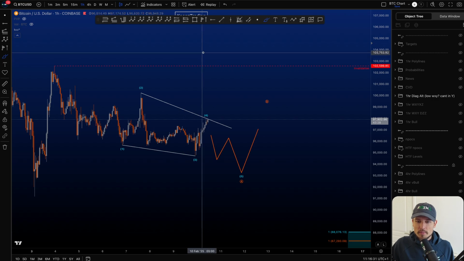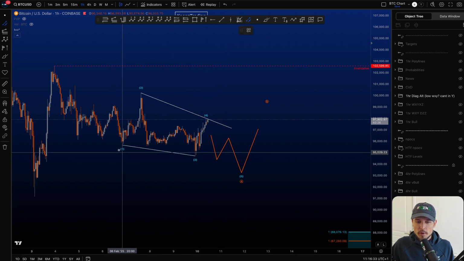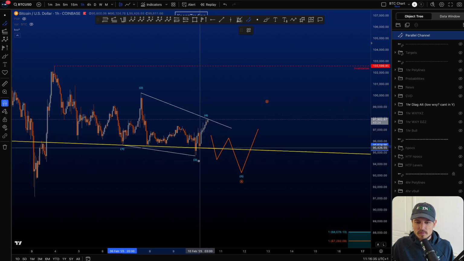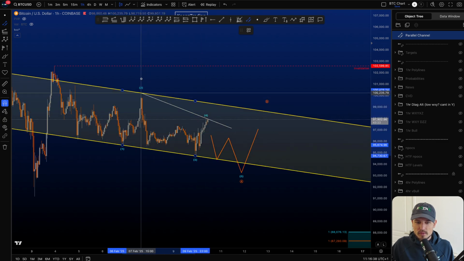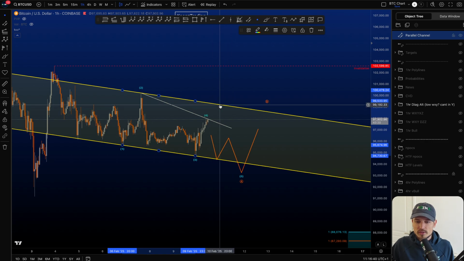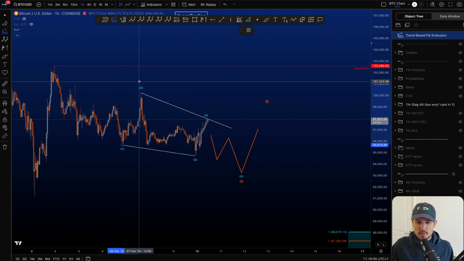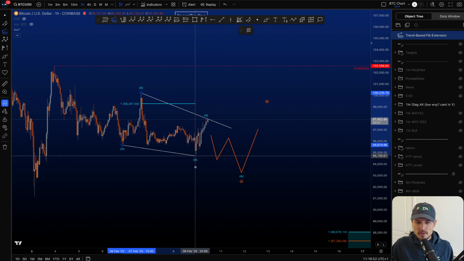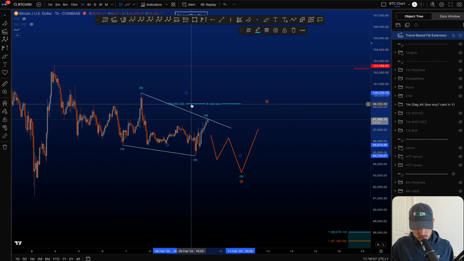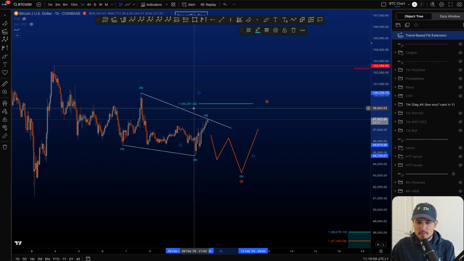Now, just to talk about some invalidations here. First of all, you can take a channel from the end of 1 to the end of 3 to the end of your wave 2. Wave 4 should not touch the upper trend line of this channel, currently around 99.3, 99.2k. And if you take a Fibonacci trend-based Fib from the start to the end of 2 to the end of your wave 3, then a wave 4 also should not touch the 1-to-1 here at 99.3k.